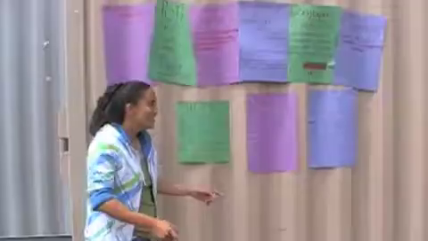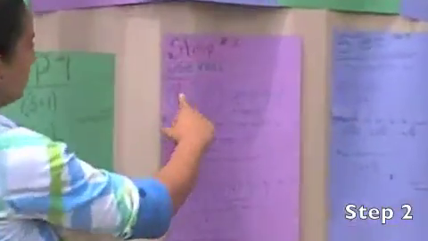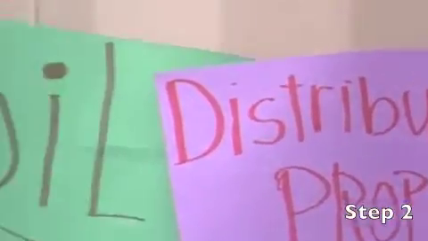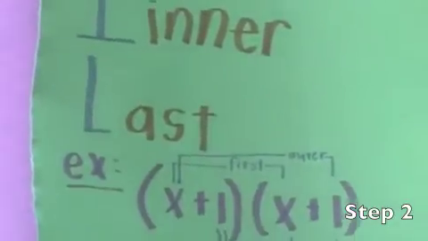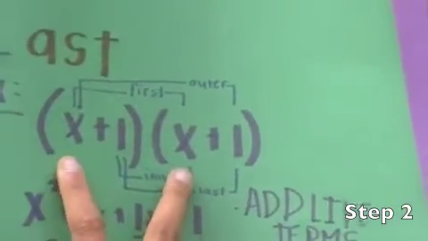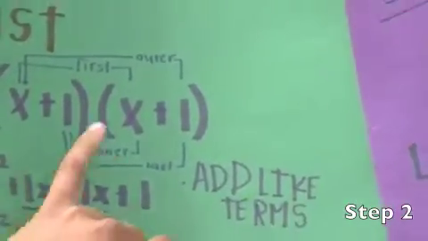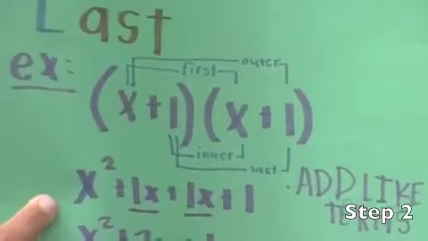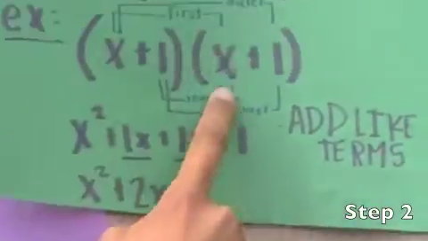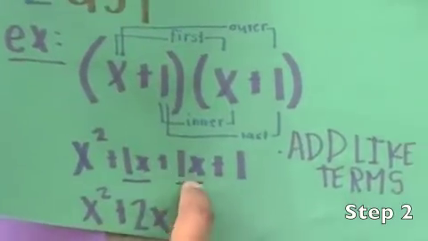Next step is FOIL. So step 2, you're going to use FOIL. FOIL, which F stands for first, O stands for outer, I stands for inner, and L stands for last. What you do is you multiply the first 2 terms together to equal that. Then you multiply the outer term to get that one. Multiply the inner one to get that one. You multiply the last one to get that one, to give you this answer.